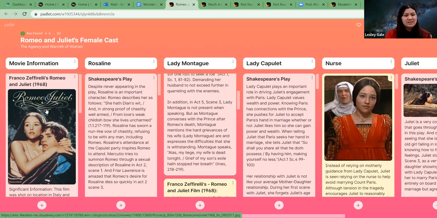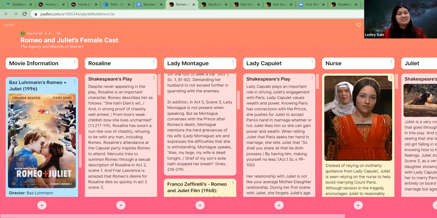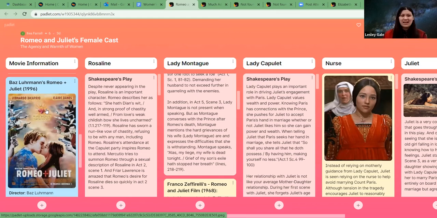The other movie we're going to look at is Baz Luhrmann's Romeo and Juliet, which came out in 1996, and it starred Leonardo DiCaprio as Romeo and Claire Danes as Juliet. As you can see by the movie poster, it's not just two families feuding. It's more of a gang war. They're pointing guns at each other. There's also an emphasis on criminality and action that other adaptations just don't have.